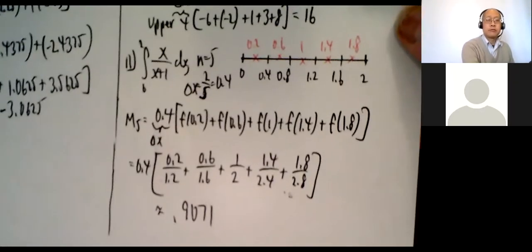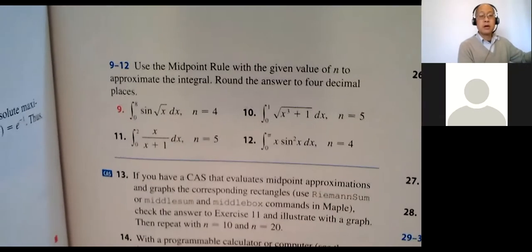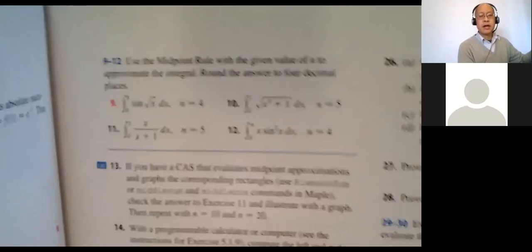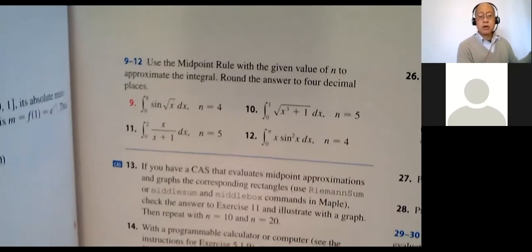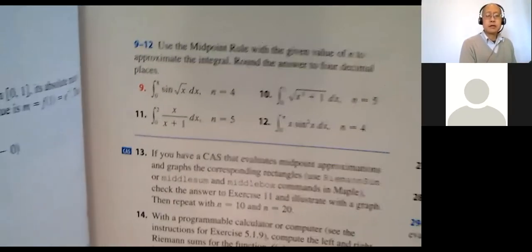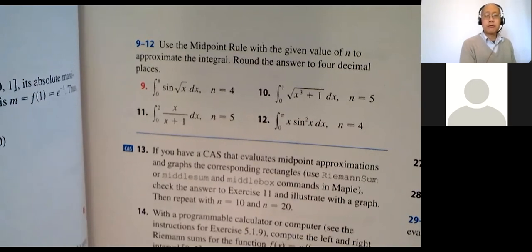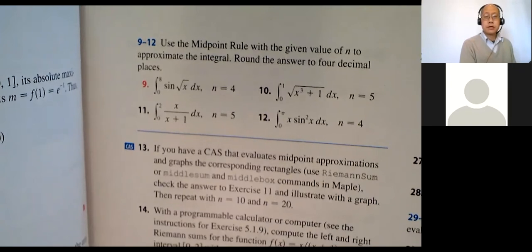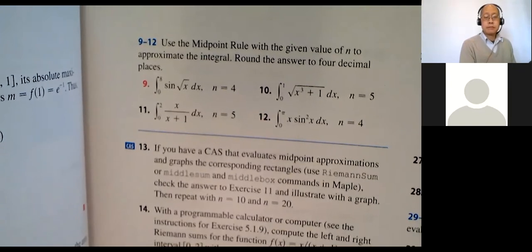Okay, so that's it for number 11. And then another one like that was number 9. Zero to 8, sine of radical x, n equals 4. Okay, so what's my delta x? Going from 0 to 8, chop it up into 4 pieces. Delta x is 2, right?